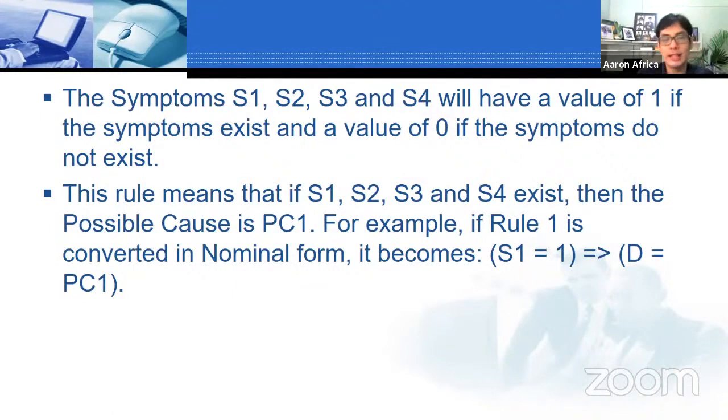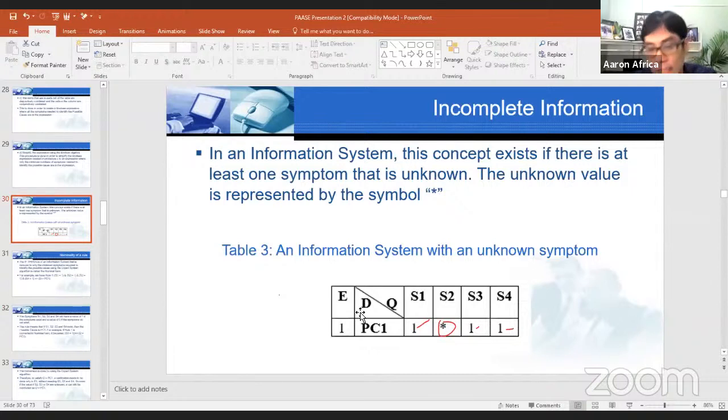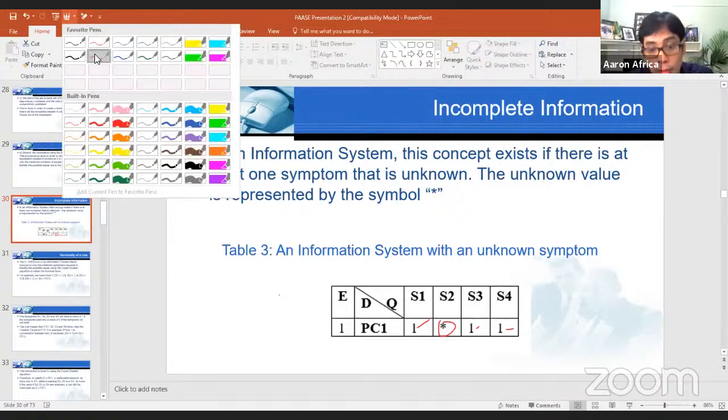Now, the symptoms S1, S2, S3 will have a value of 1 if the symptom exists and 0 if it does not. If we can convert it into nominal form using the Rapset theory, the rule is S1 equals 1, S1 exists, D is already PC1. Going back to the problem earlier, this is the original rule, where we have to know the value of S2. But if we use Rapset theory, we only have to discover the value of S1.